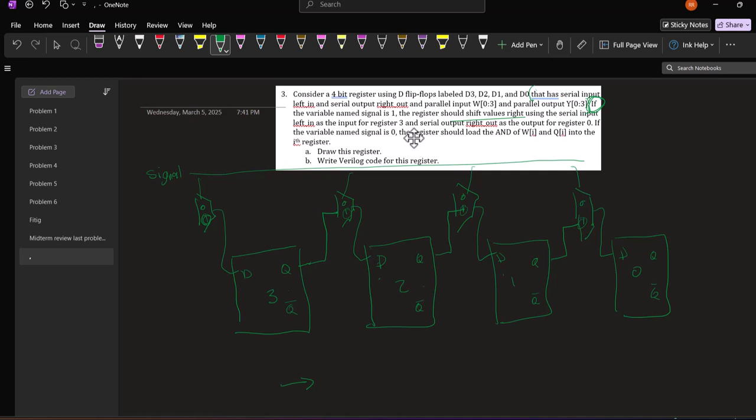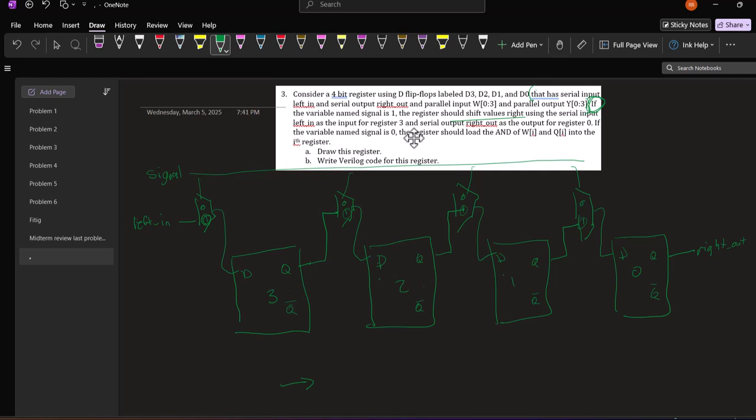What do we do with 0? Well, now we're going to look at the other information. Serial output right out as the output for register 0. So this is right out. And left in as the input for register 3. It could have told us that the output from register 0 is the input for register 3, but that's not what it told us. Okay, so that is if signal is 1.